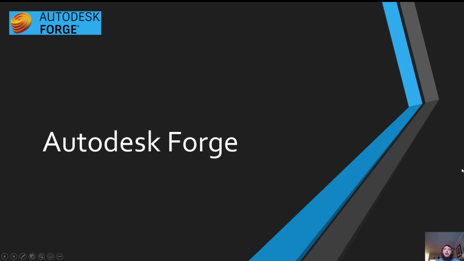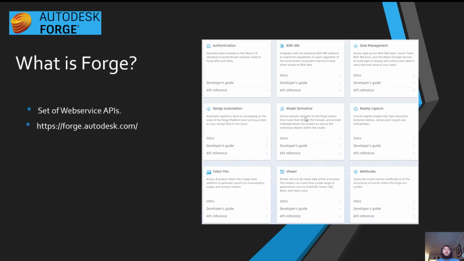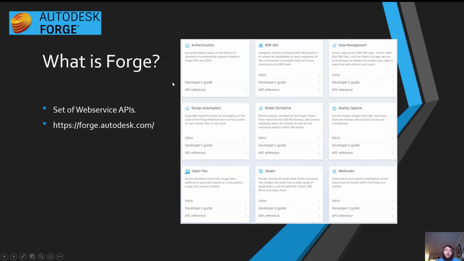So to start with, the first thing we'll kind of just talk about is the Forge API, or the different Forge APIs. Essentially, Forge is a set of web services APIs. A number of these I've gotten into, so BIM 360 API, data management. Design automation's pretty cool. You can automate a variety of different tasks. There's even ways to manipulate files within the Forge platform.